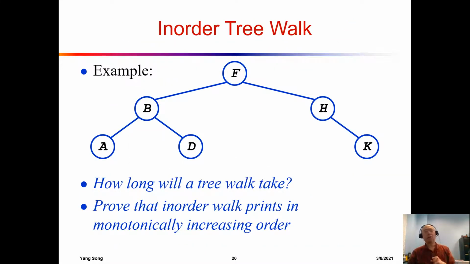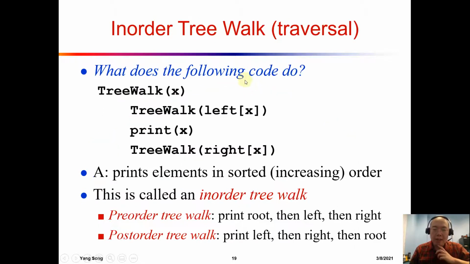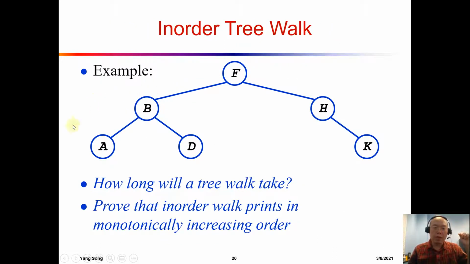Okay, so let's use this one as an example and do an in-order tree walk. We want to start from the root, right? And how do we do that? We want to tree walk the left subtree. So we tree walk this part of the subtree, and then we will visit B, which is the root of the subtree. And then again, this will tell me to tree walk the left subtree, which is A. And for A, you will check the left child, that is a null, saying there's no left child.